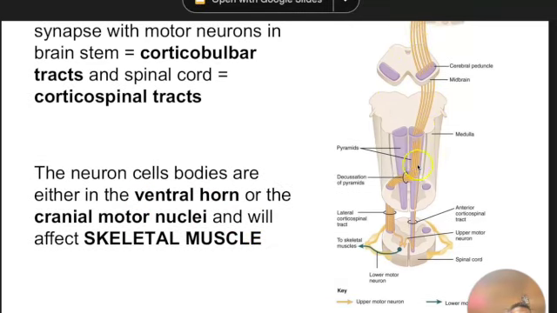Corticobulbar, as you can see, it crosses over, so this is contralateral. It goes to the contralateral side, the opposite side. The corticospinal tract is called ipsilateral. It's directly on the same side. It doesn't cross over. So corticobulbar is contralateral, and corticospinal is ipsilateral.